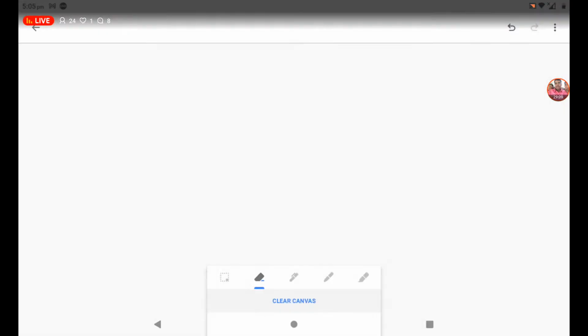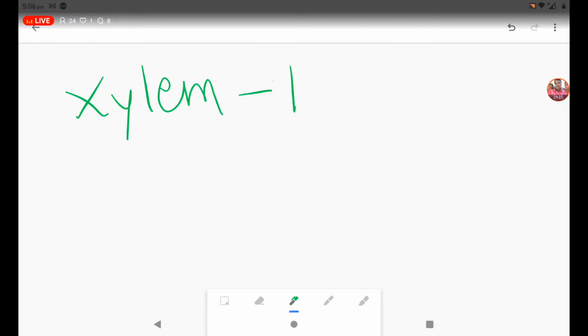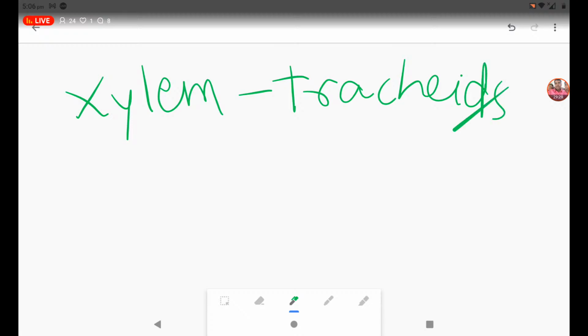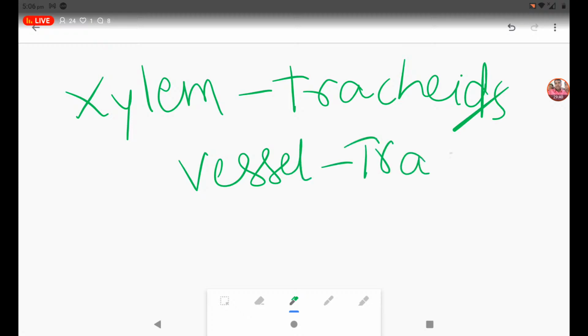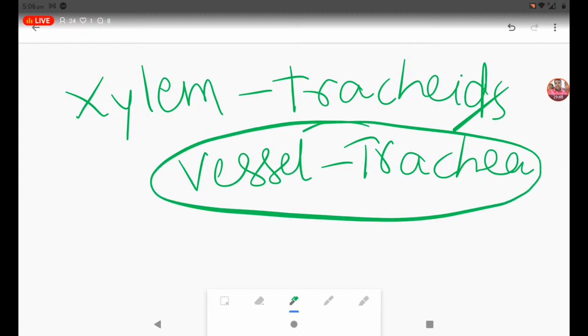Let us take it directly. There are different types of cells here. First we take xylem. In xylem, there are tracheids. Tracheids are present in all the tracheophytes. And if we take vessels, also called trachea, vessels are present only in the case of angiosperms. So these vessels are present only in angiosperms.